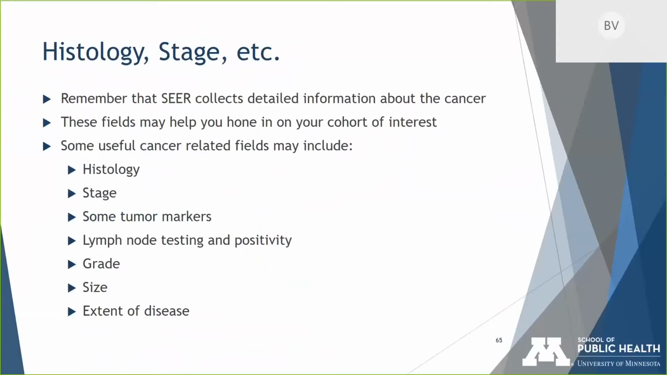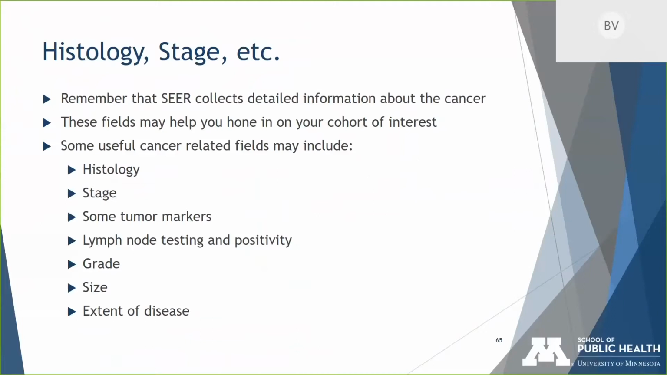Remember that SEER collects some very detailed information about the cancer and that you have a lot of information at your disposal. So using these cancer-related fields may help you hone in on your cohort of interest a little bit more. You might use the primary site field to identify, hey, I want lung and bronchus cancer cases, but then maybe you want to use the histology fields to scope in on non-small cell lung cancer. Maybe you are also more interested in the early stage cases of lung cancer for your study and want to exclude the more advanced stages. All of these things you can do with the data available to you from SEER.